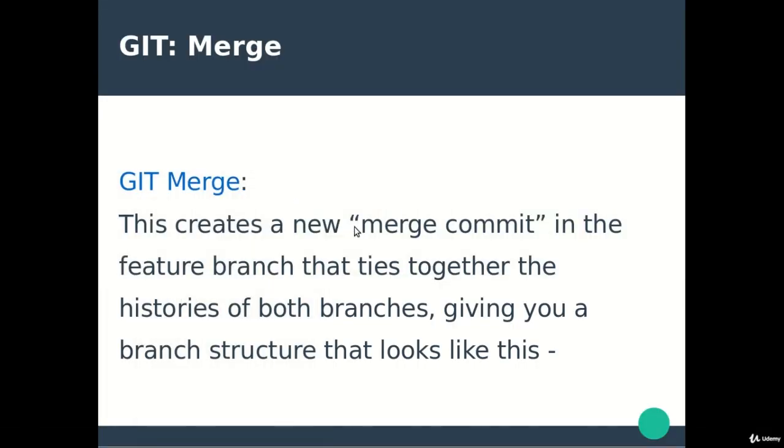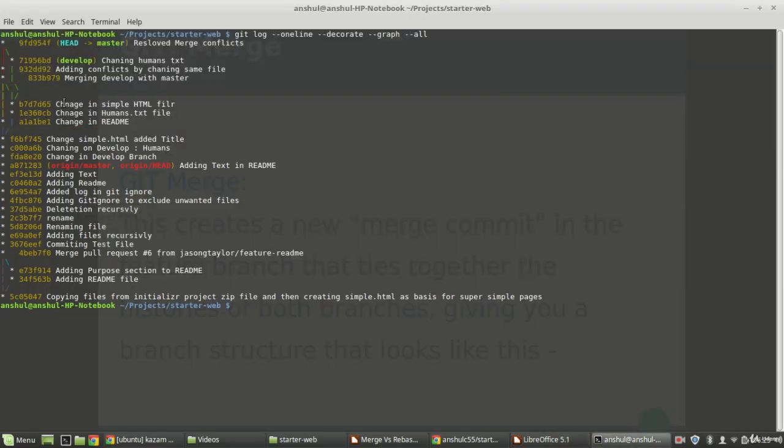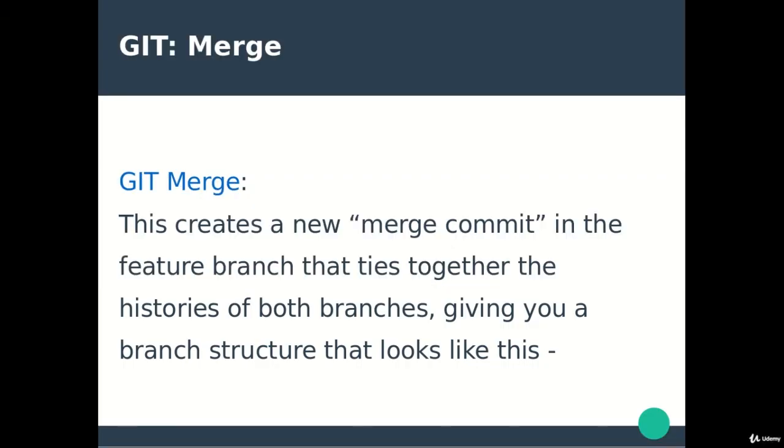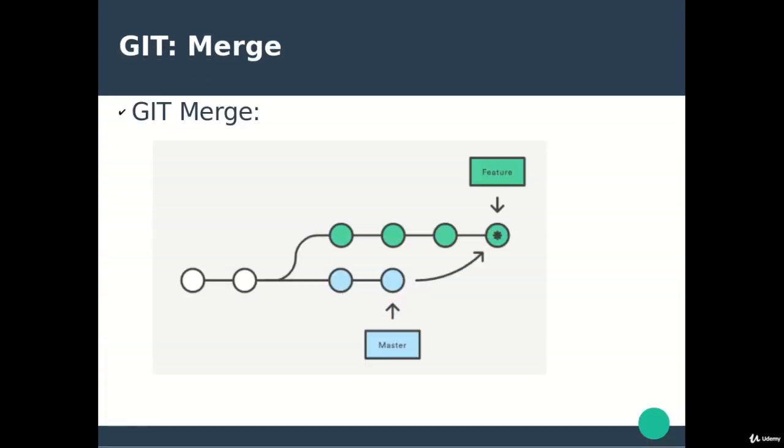This creates a new merge commit in the feature branch that ties together the histories of both branches. Yes, it is tying together the histories of both branches. It is showing in the history of the master branch as well, and in the history of the feature branch as well. You can say the commit id is in the feature branch with this extra space, but the asterisk pointer is showing in the master branch, right? It is showing the branch structure looking like this, right?